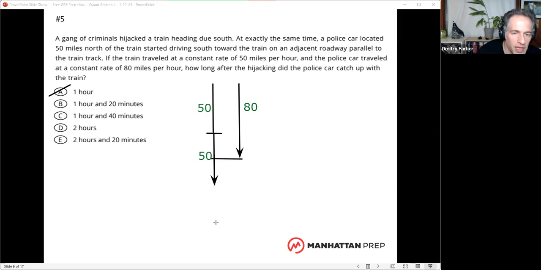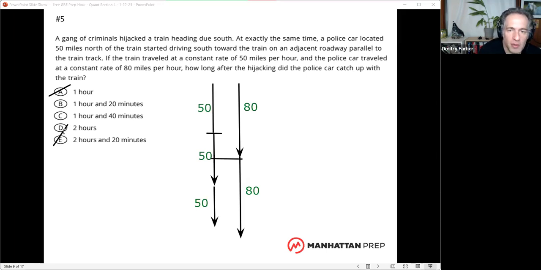Well, it looks like the cops are going to catch up. I add another 50, that's 150, but I add another 80, and that's 160. So what I can tell is in 2 hours, the criminals have only traveled 100 miles, but they're 150 miles south of the top of the line, right? And the cops are 160 miles south. They've passed the criminals at this point. So it's not 2 hours, and I could cross off D and E. And so if I had to guess, a decent guess would be B or C.